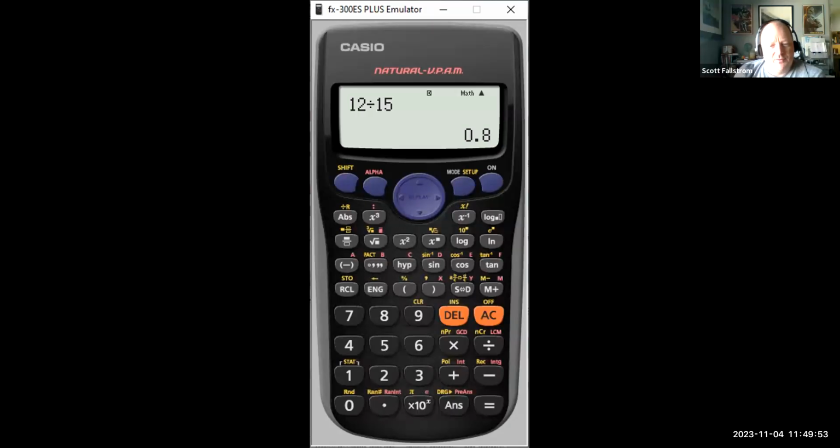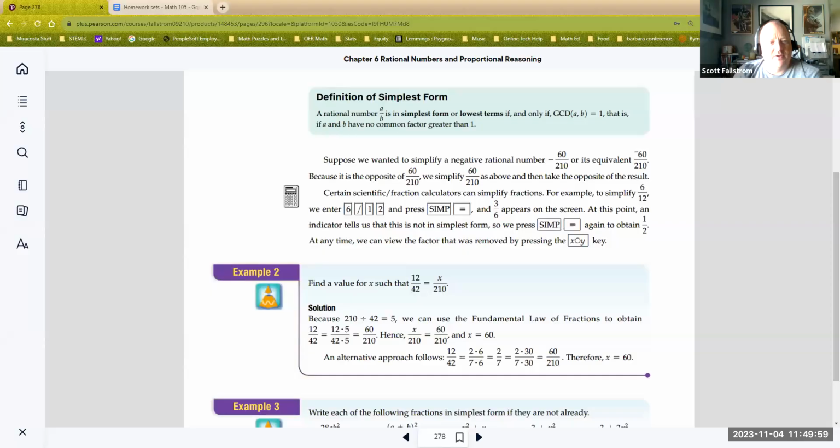Let me go back to where we were in the book. So that's a little technology piece that I think is pretty helpful. But if you're using your cell phone, most cell phones don't have that. I think Desmos does have that.